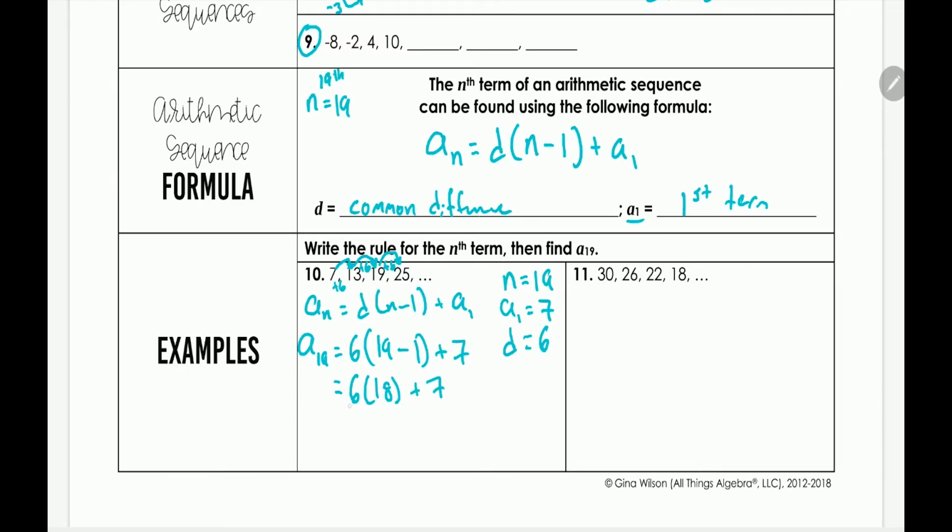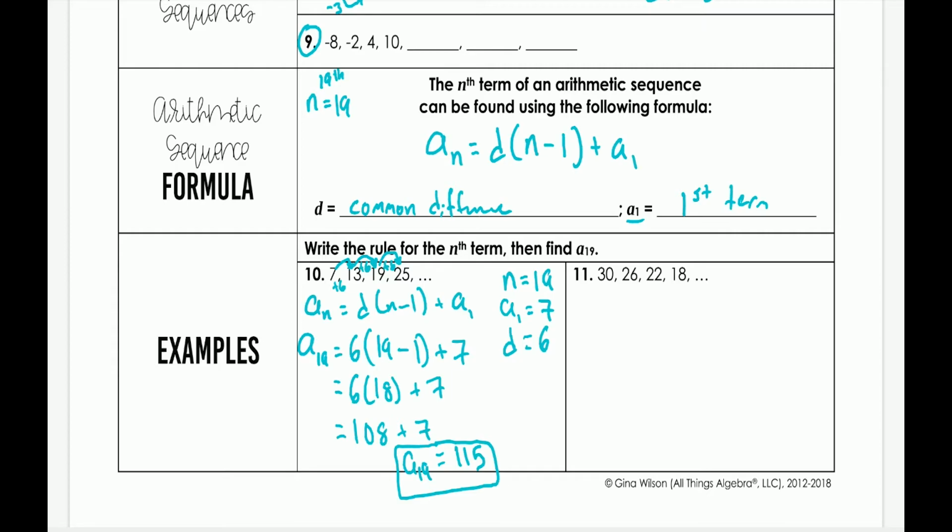Plus 7. 6 times 18 is going to give us 108. Yeah, 108 plus 7. And that gives us that a sub 19, or the 19th term, is equal to 115. So if I asked you to do that the other way, you'd have to add 6 another 15 times, or 18 times, whatever.